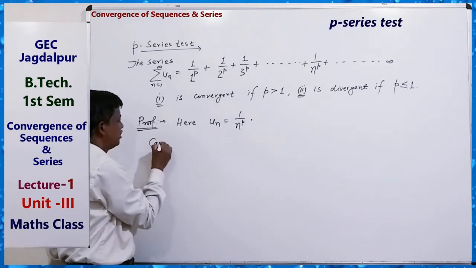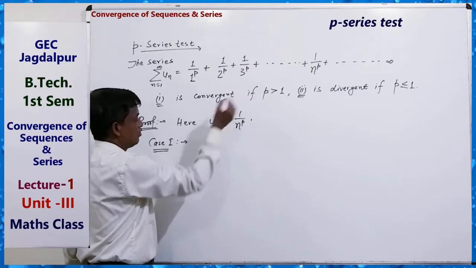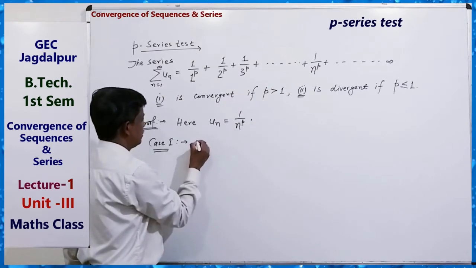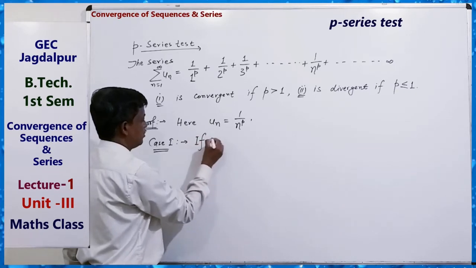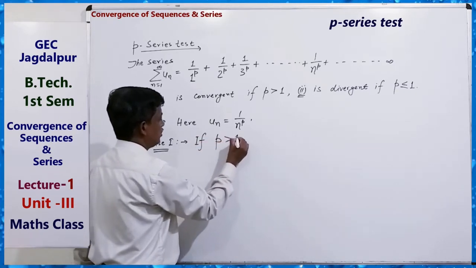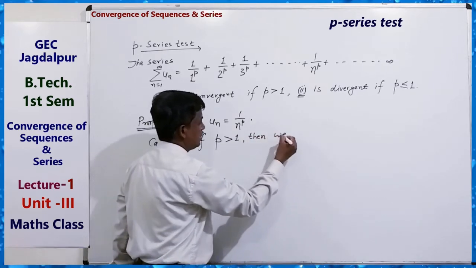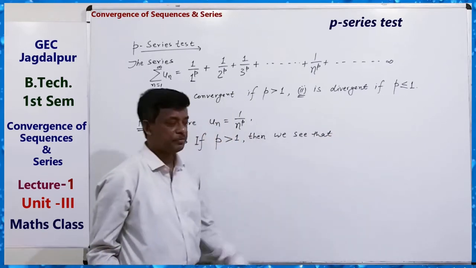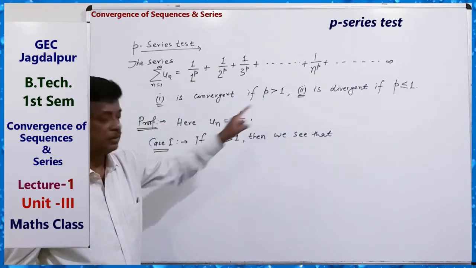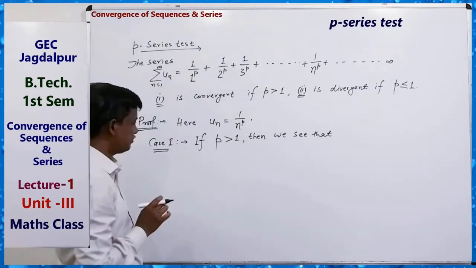So case 1: if p is greater than 1, then we see that this series is convergent.